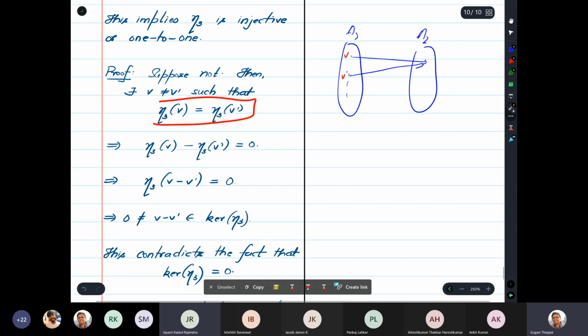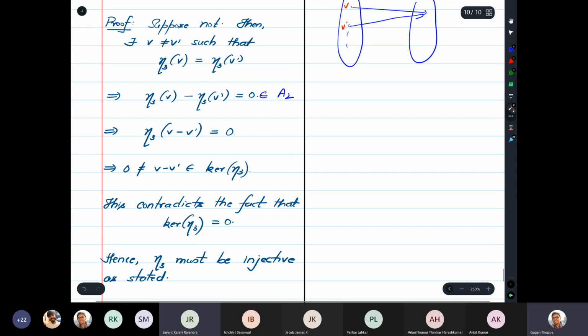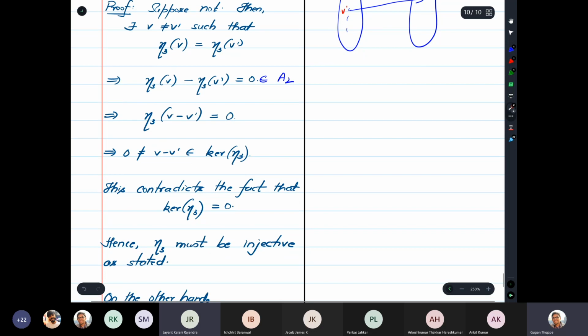So that is the meaning of the statement that eta 3 is not 1 to 1, right? So this statement over here implies that eta 3 of V minus eta 3 of V prime must be 0, right? So the 0 over here is an element of A2, because eta 3 takes an element in A3 and maps it to A2. Now, because eta 3 is linear, I can say eta 3 of V minus V prime must be 0, right? So this automatically tells us that V minus V prime must be an element of the kernel of eta 3, right? And V and V prime have been chosen to be different. So this implies that V minus V prime is not 0.